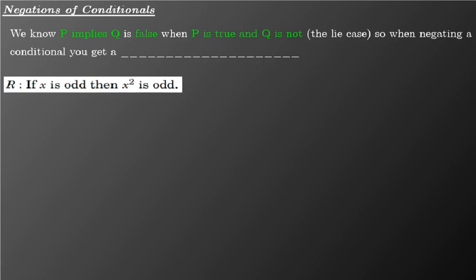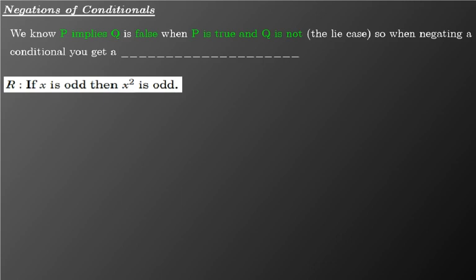We talked about it before: if P implies Q is false, that's the lie case, where P was true and Q is not. Like, I promise you will get an A in the class if you do your homework. You did your homework, that's true, so you should get an A, but you didn't. And so this conditional statement, the full statement, is not true. So that's the lie part.